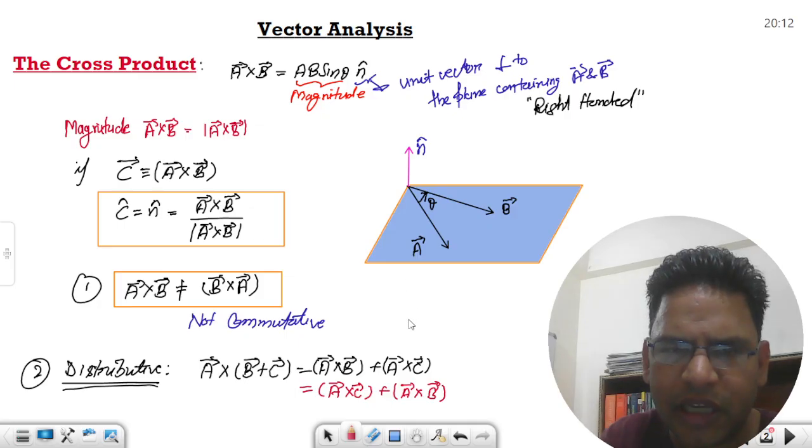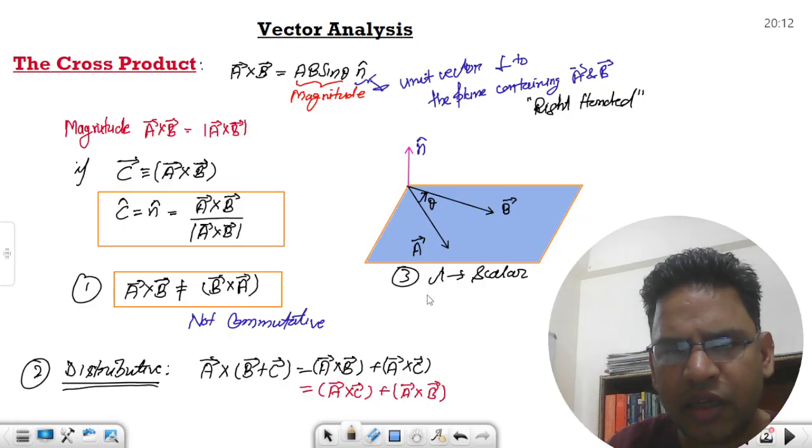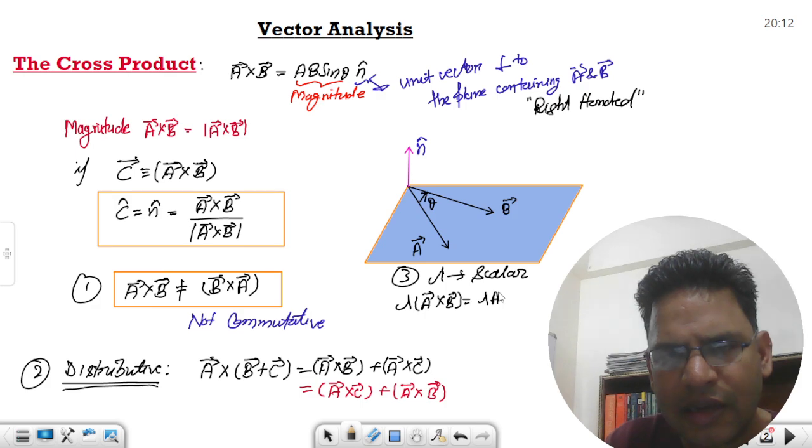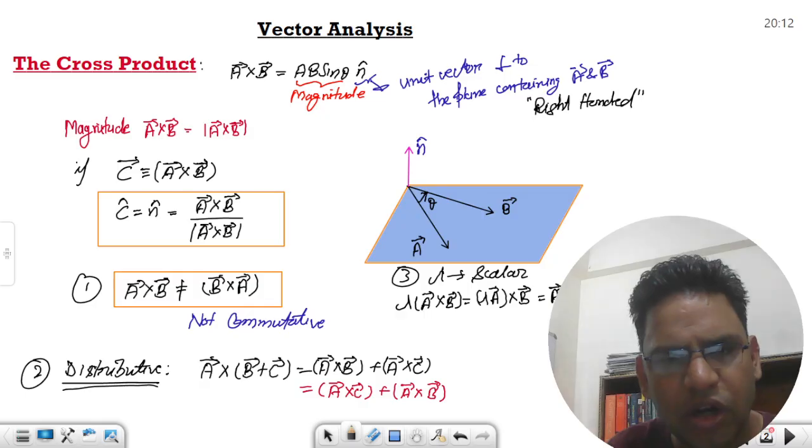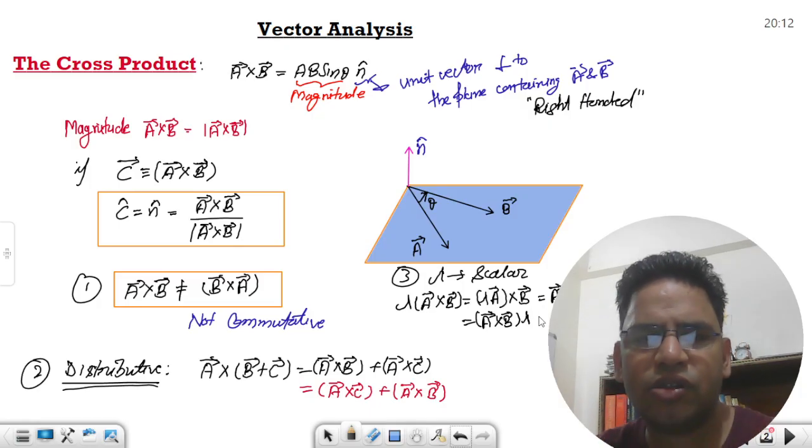If I talk about the third property, let me do it here. Let's say third property. For any scalar lambda, suppose lambda times A cross B is the same as A cross lambda times B. All of these are the same. Even for that matter, you can write A cross B, and if this scalar is coming from the right side, it doesn't make any difference. This is going to be the same.